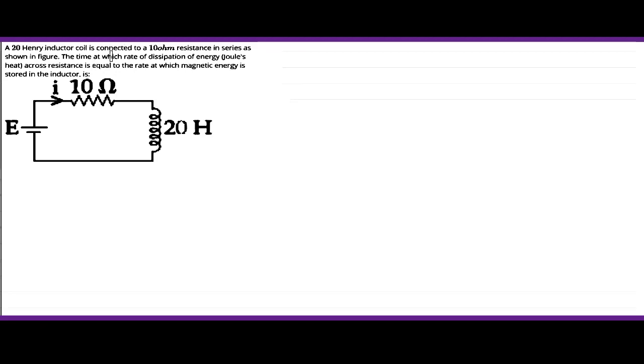Hello students, this question is from LR circuit, that is the DC current when applied to an LR circuit.